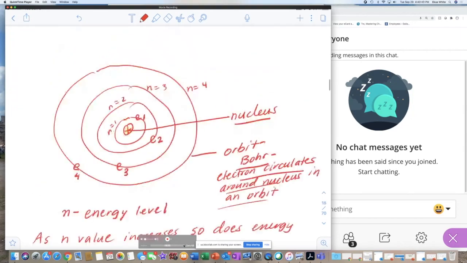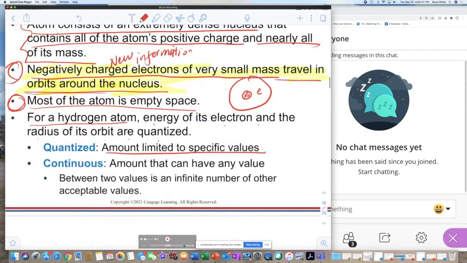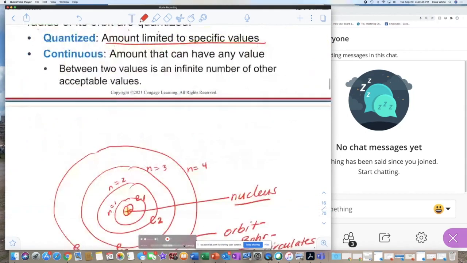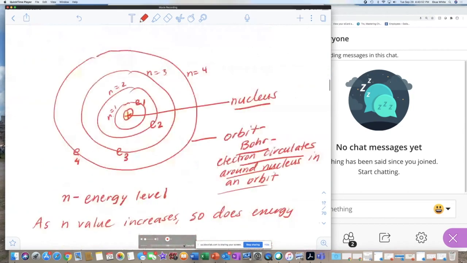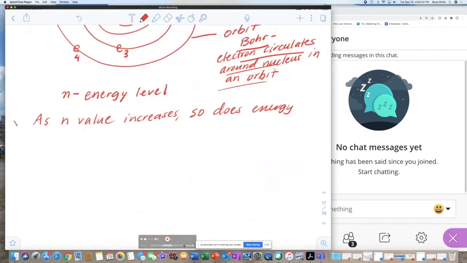Bottom line, that's what he said. And he says so right here, his second bullet point. Now, let me go ahead and explain this part here. When they say that the electron and the orbit, the radius of the orbit is quantized. So here's a rule, an unsaid rule.